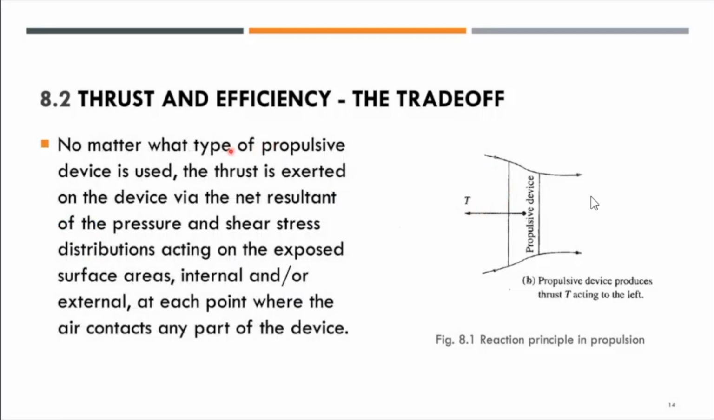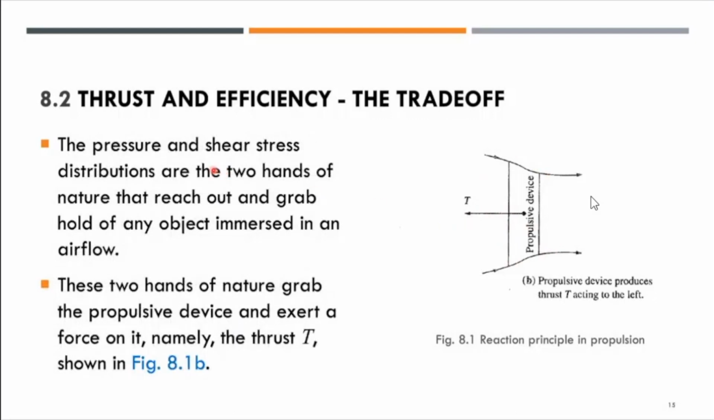No matter what type of propulsive device is used, the thrust is exerted on the device by the net resultant of the pressure and the shear stress distributions acting on the exposed surface areas, internal or external, at each point where the air contacts any part of the device. So it will produce a thrust pushing the vehicle to the left in this particular picture.